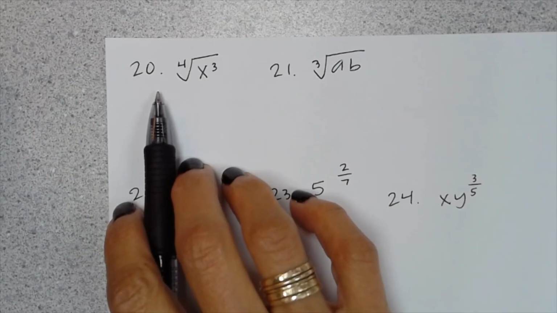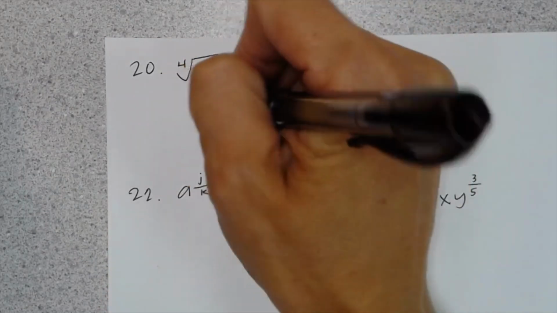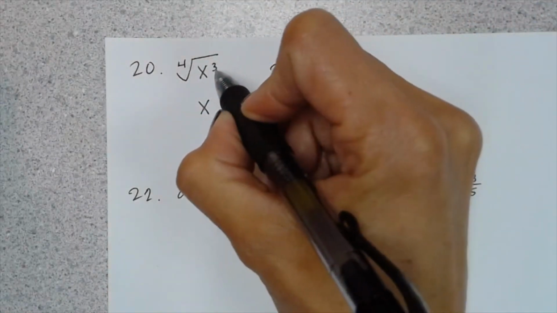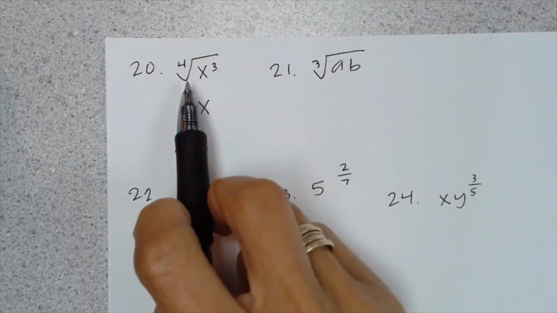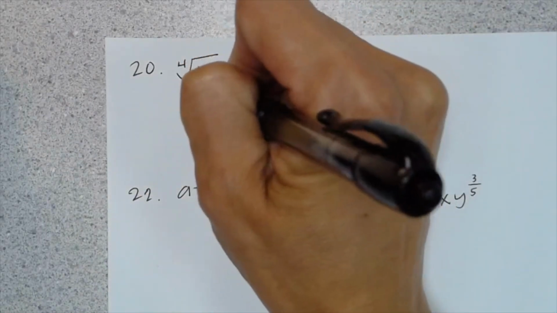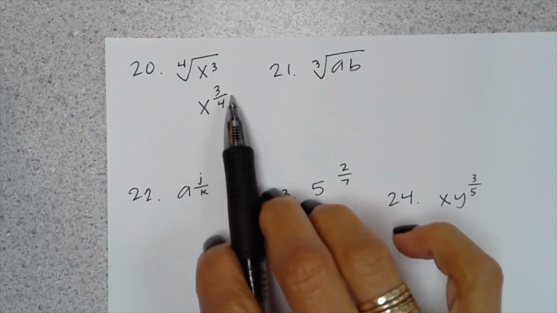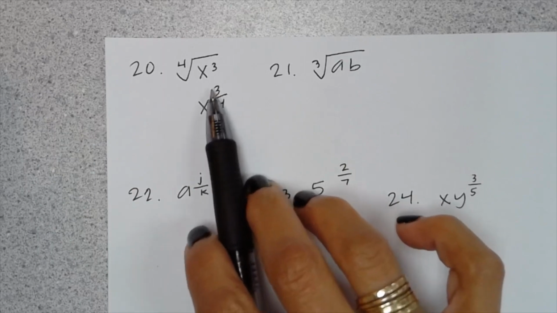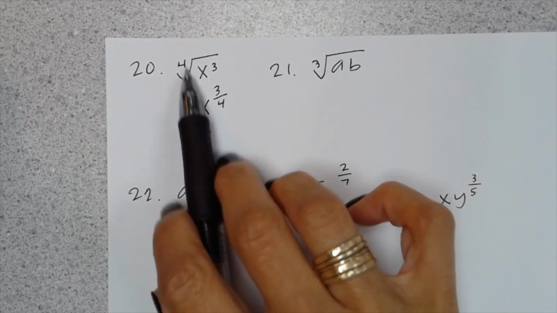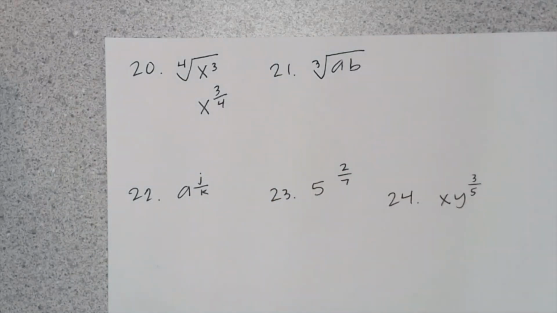For number 20, we're supposed to rewrite in exponential notation. So what we're going to do is rewrite the x, and the x already has the exponent of 3, but this root is a root 4, so that's going to make your fraction 3 over 4. So it's x to the 3 over 4. I kind of think of this as like a tree. On a tree, your roots are on the bottom, the leaves are on top, so this is the 4th root, and so that's why you put the 4 on the bottom, if you want to use the tree analogy.